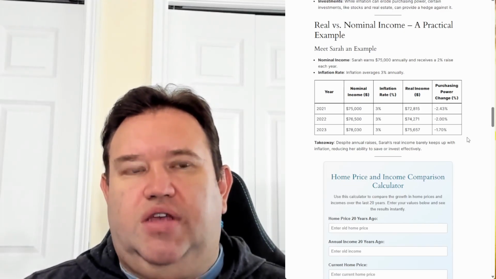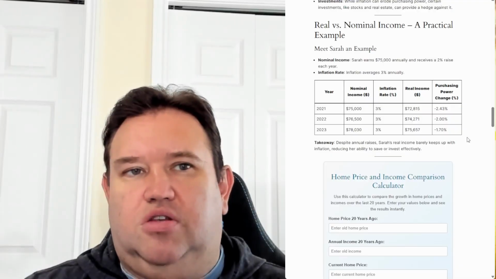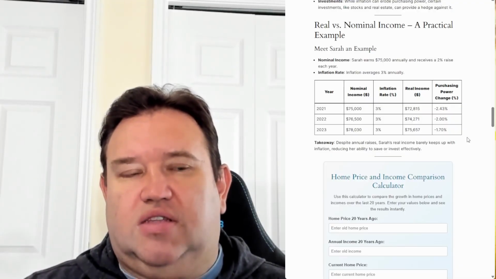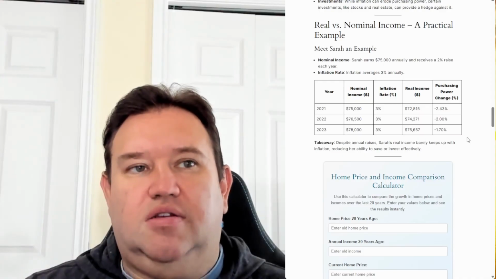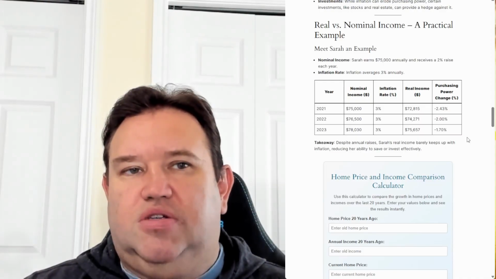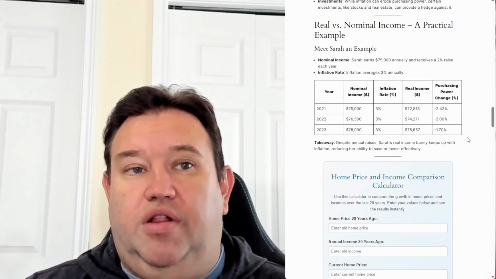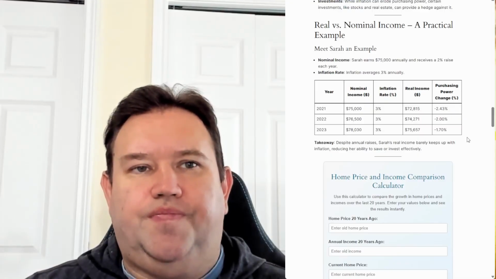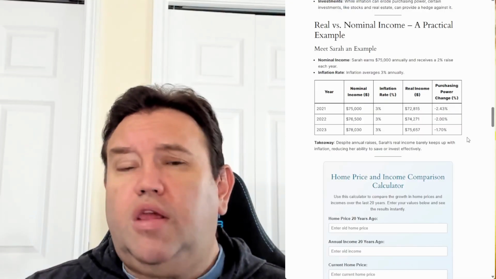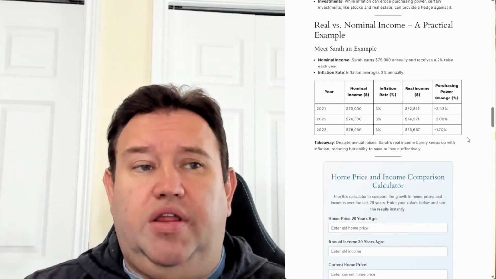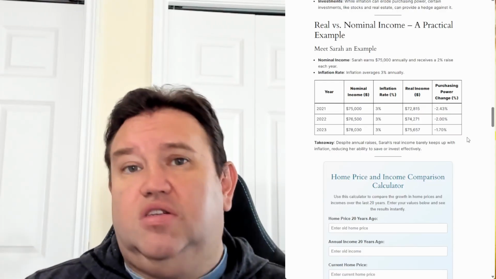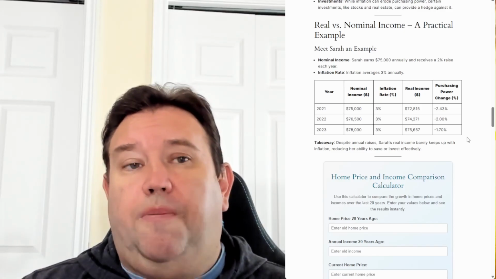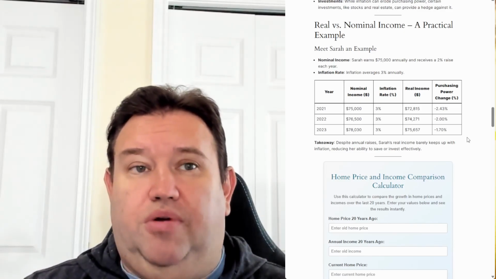If the inflation rate is 3%, her purchasing power has declined about 2.5%. In 2022, she's still making 76,000. She's getting a little bit of a pay raise, but the inflation rate is running at 3%, so her real income is down, and she's taken about a 2% pay cut, another 2% pay cut. And in 2023, her nominal income has gone up to 73,000. Inflation's running about 3%, but her real income only got that 2% increase. Her purchasing power goes down about 1.7%.